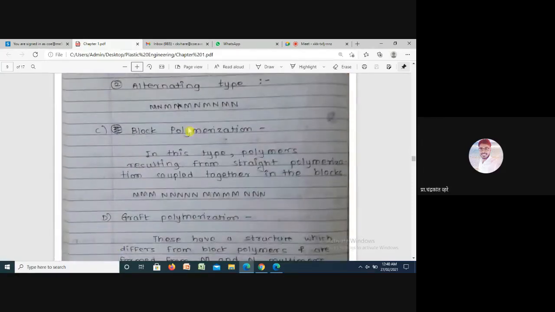Okay, so go for the second one, alternating type. Go for the second in that B, copolymerization. In that B, we have first a random type and second an alternating type. Alternating means M, N like that. Fixed alternating. If suppose there are X and Y polymers, then X will come first, after that Y will come, after that X, Y. So like that. Write it: alternating type, and give this example.